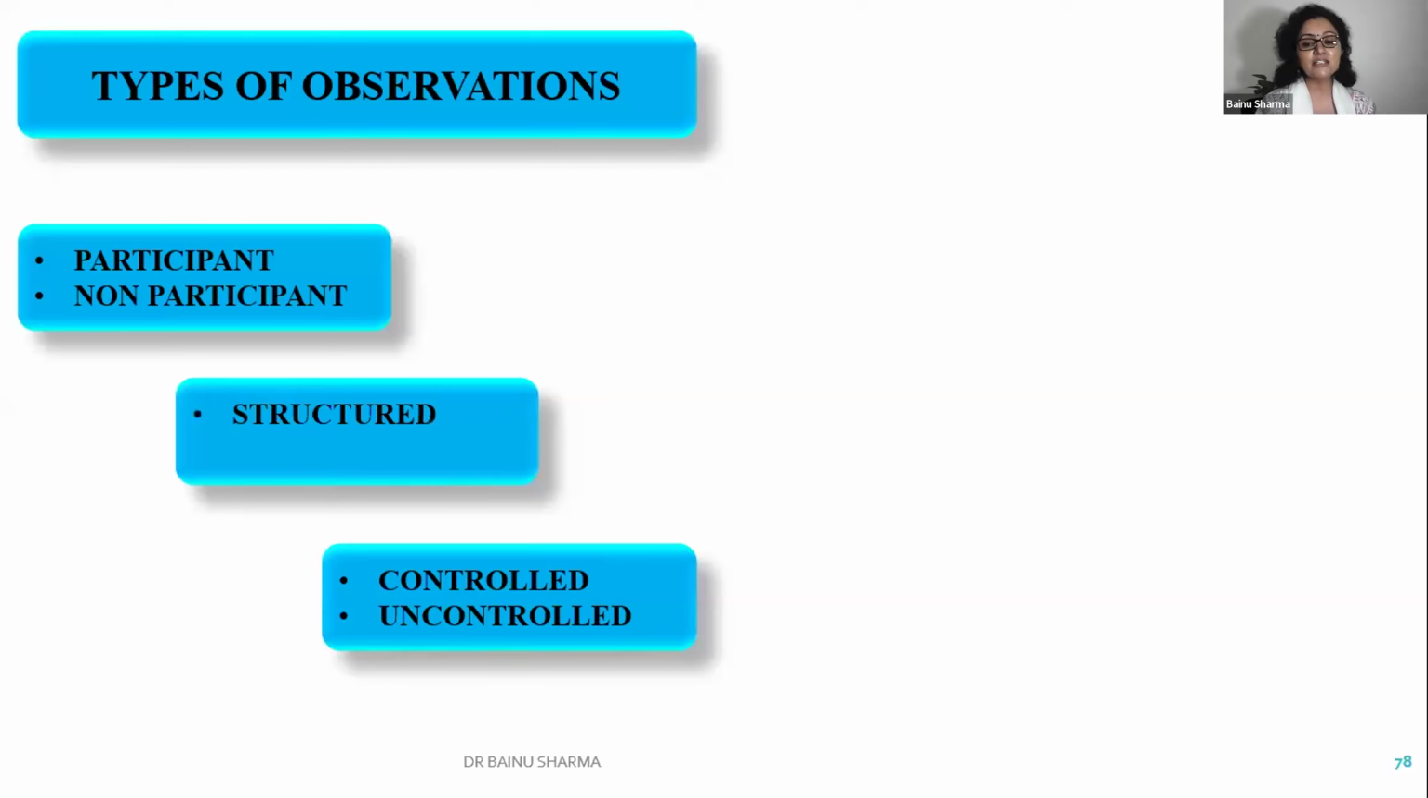Then comes structured and unstructured observation. In a structured observation, we have a list of specific behaviors which we give to the researcher, and we ask that this is a set of behaviors that you have to observe in that study. So again, that is planned, the whole study material is pre-designed. And in unstructured, you don't have anything, you just keep on observing the way things go in your surroundings and you keep on making a note of that.